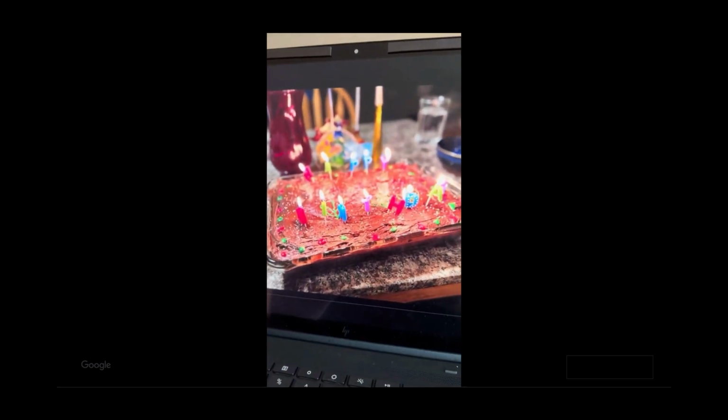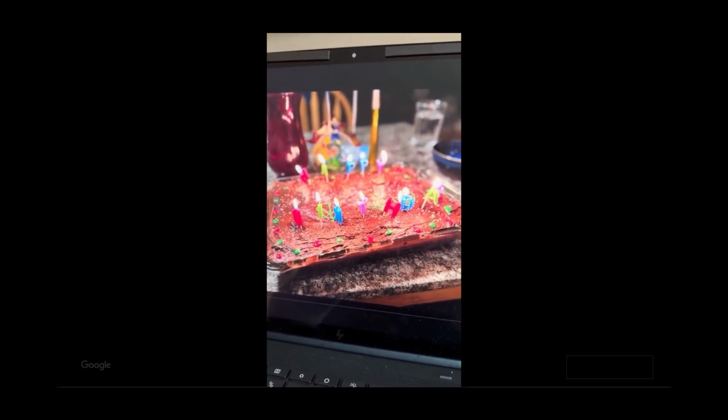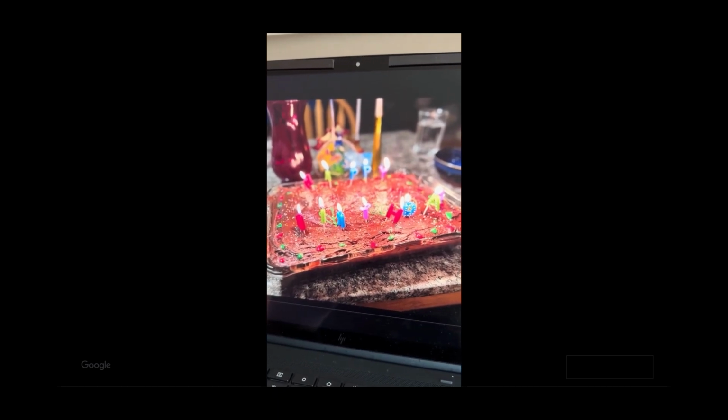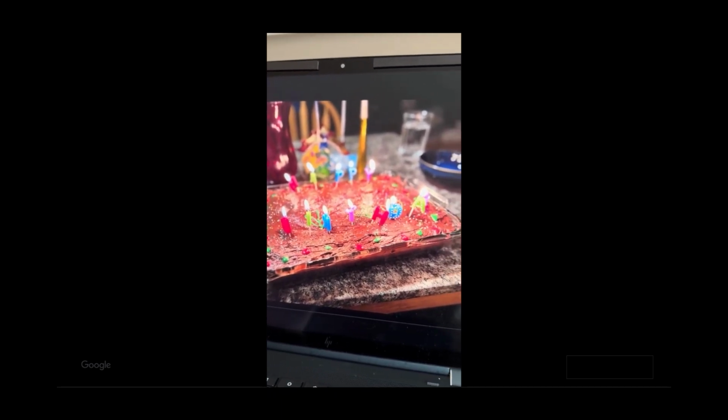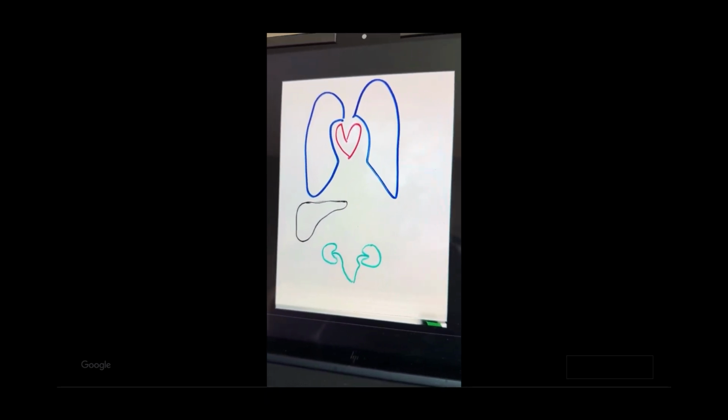Okay, let's go back to our photos for a minute. If I'm seeing this, what song am I probably hearing? If you're seeing the cake with birthday candles, you're probably hearing the happy birthday song. Amazing.